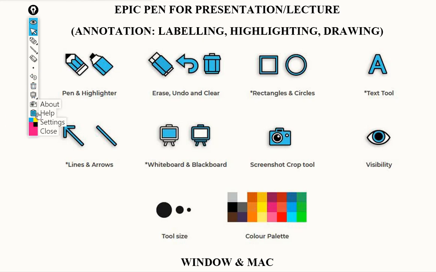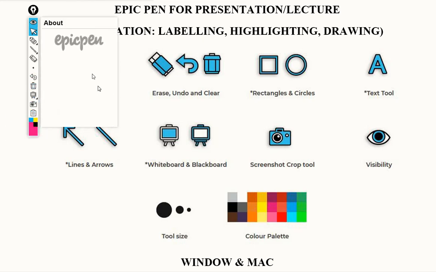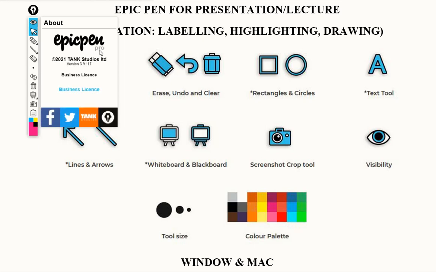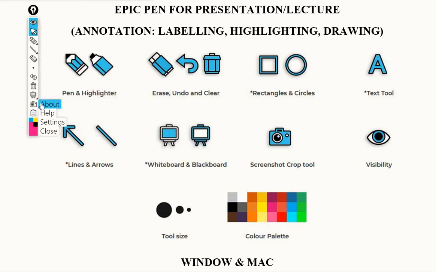So primarily, let's see. It's basically Epic Pen, and it's a pro version. It's a full version. It comes with all the features. We will see which of these features are available in the free version as well as in the full version. The first tool that it has is the pen and highlighter. You can write something or you can highlight something.